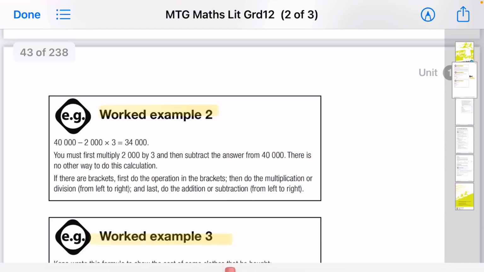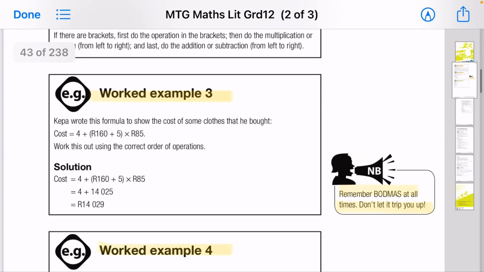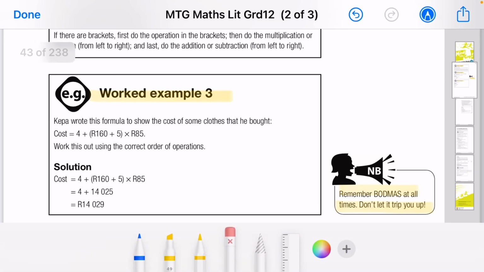So guys, let's now try to move to worked example number 3. Before I start with that worked example, there's something to note, ladies and gentlemen. Remember BODMAS at all times. Don't let it trip you up. At all times, please do make sure that you remember to use BODMAS. Massively important, ladies and gentlemen. So let's quickly have a look at worked example number 3.